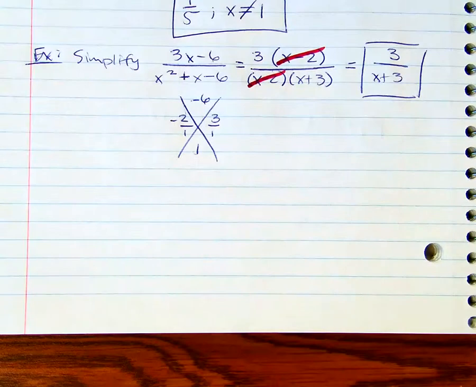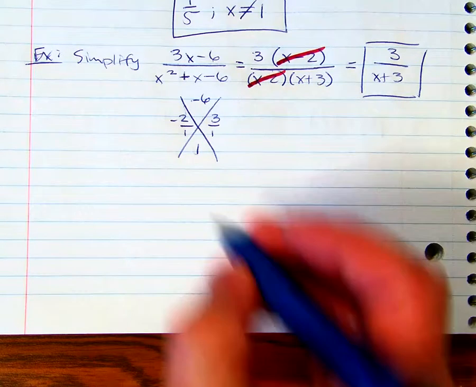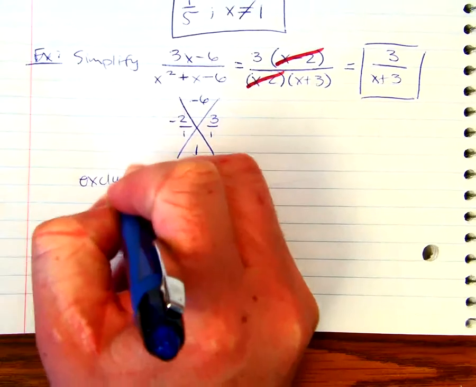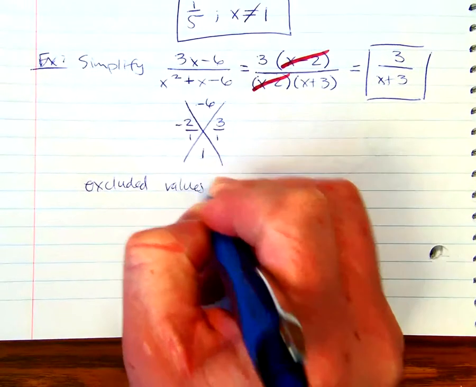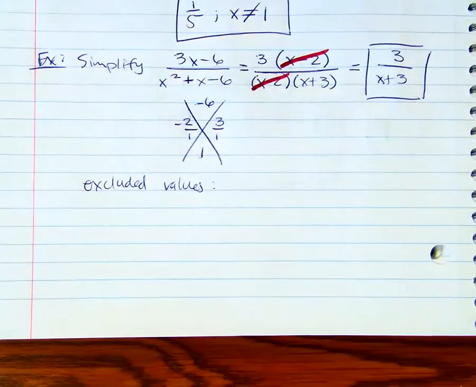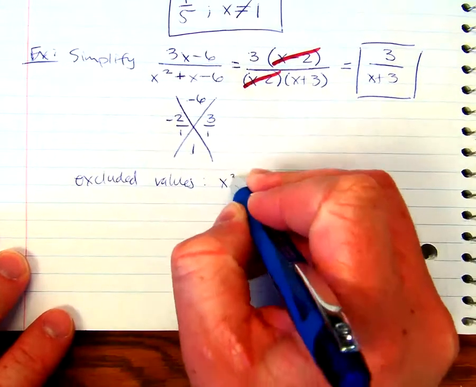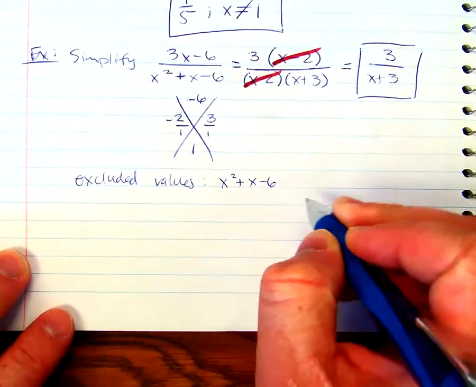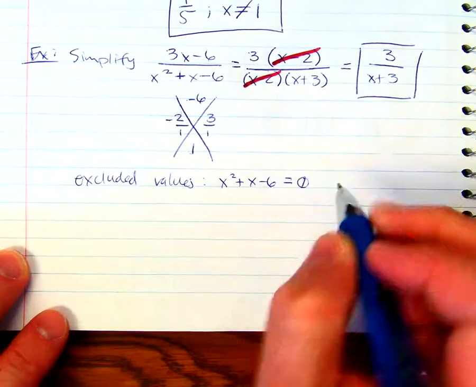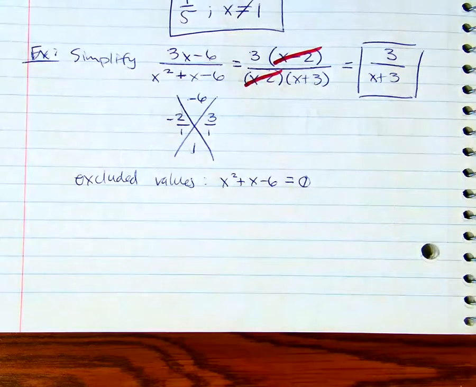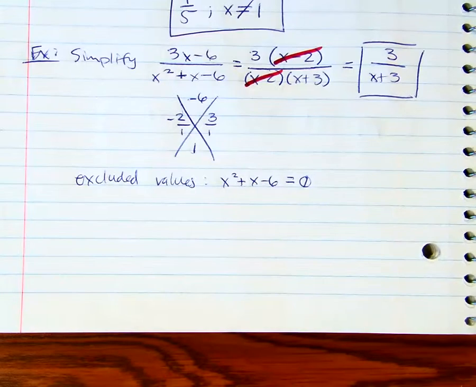Now, we have exceptions. Exceptions don't always exist, but they usually exist. So let's go back to talking about the excluded values. To find the excluded values, we tell ourselves the denominator cannot equal 0. That's not allowed. Which means that I'm going to take the original denominator, x squared plus x minus 6, and I'm going to try to find out what numbers would normally make that equal 0. What numbers do I not want?